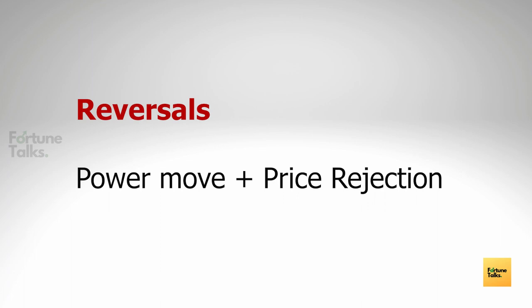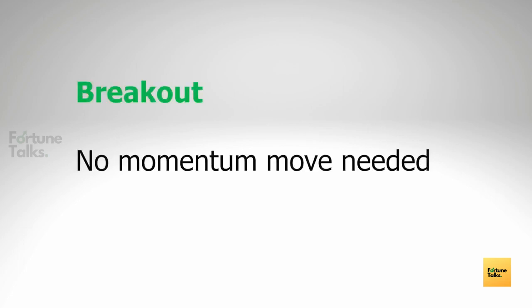Now, when do you trade breakouts at support and resistance? This concept is actually pretty much the opposite of what we have just learned earlier in case of reversals. So you know that price is likely to reverse at a support or a resistance when you have a strong power move or a strong momentum move into a market structure with a price rejection. When you are looking at it from a breakout standpoint, you don't want to see a strong momentum move into the market. In this case, what you want to look for is a price action that we have discussed right at the beginning of this video.